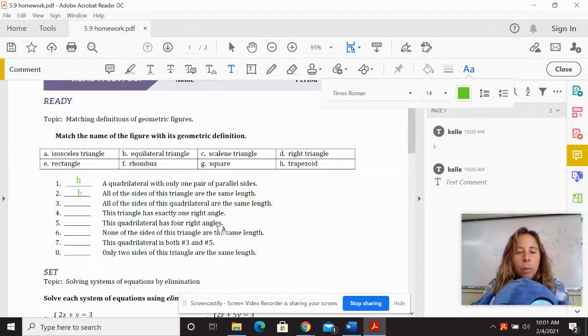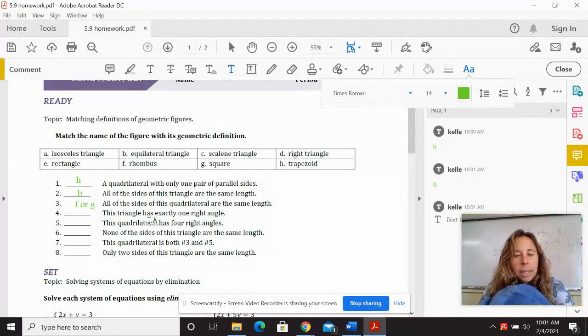Number 3, all the sides of this quadrilateral are the same length. So once again, I have a quadrilateral, that's 4 sides. All sides have to be the same length. You have to be careful here because a square and a rhombus, that's true for both of them. So really this one could be F or G. Let's leave it F or G for now and I'll come back and fix it later.